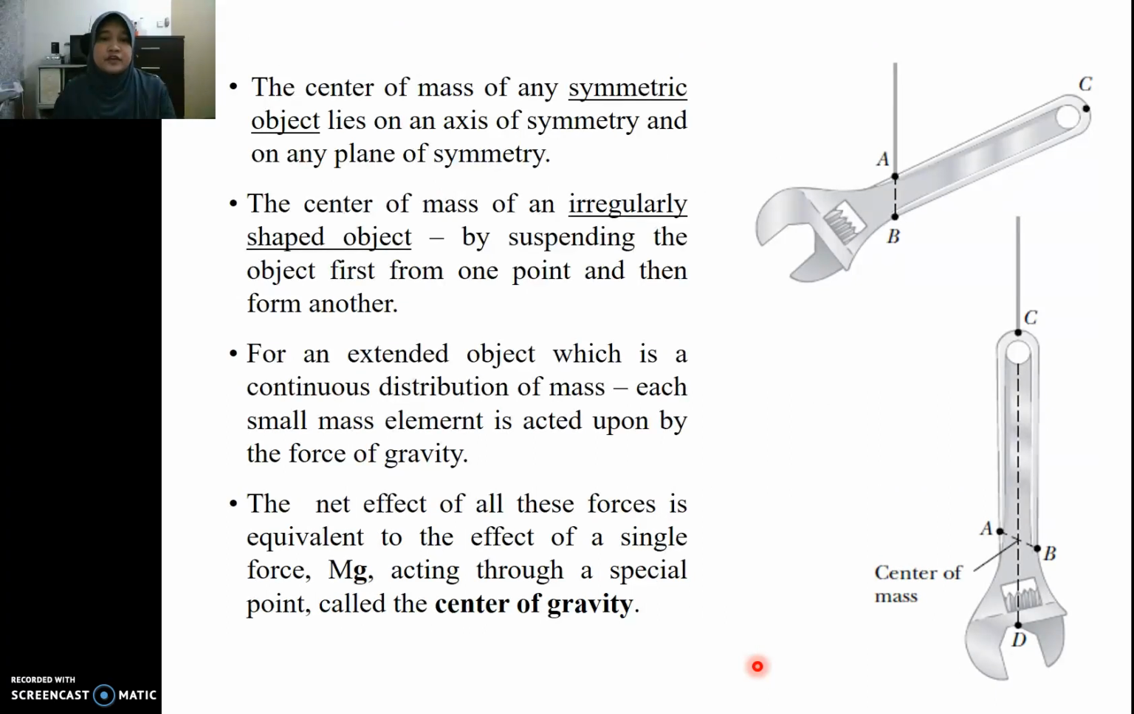If we have an irregularly shaped object, for example the wrench in the figure, first we hang the object in the horizontal position until the object stops oscillating, or stops rotating, and we mark the line as AB. Then we hang the object in the vertical position and mark the line as CD. The intersection between line AB and CD is the location of the center of mass, or the center of gravity, of the object.